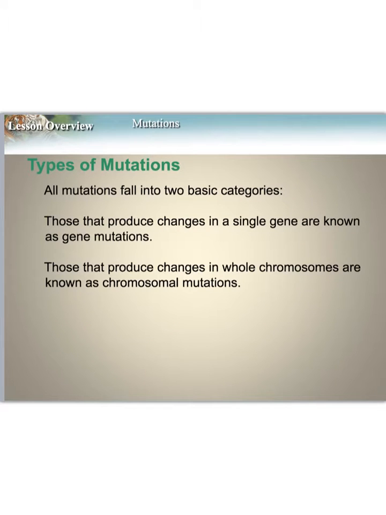All mutations fall into two basic categories. Those that produce changes in a single gene are known as gene mutations. Those that produce changes in whole chromosomes are known as chromosomal mutations.